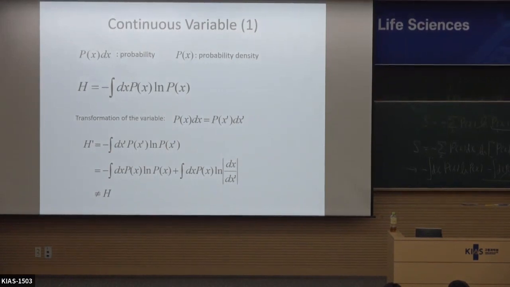Following his question, is there any example where a transformation of the variable is needed? I'm sure it depends on the situation. For example, if you consider a range-bound system, there are many choices of coordinates.